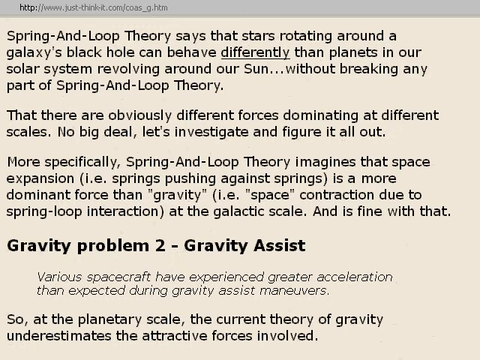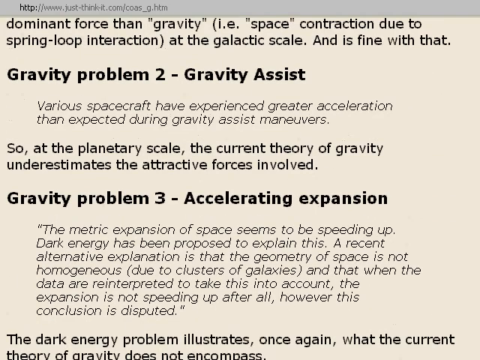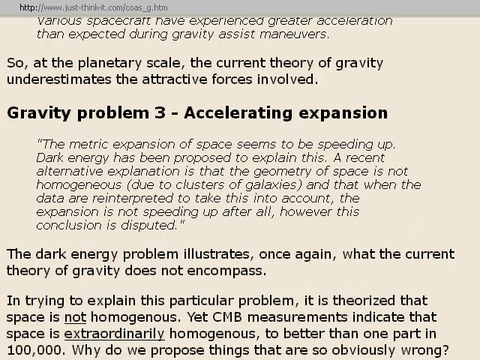Gravity problem number 2, gravity assist. Various spacecraft have experienced greater acceleration than expected during gravity assist maneuvers. So at the planetary scale, the current theory of gravity underestimates the attractive forces involved. Gravity problem number 3, accelerating expansion. The metric expansion of space seems to be speeding up. Dark energy has been proposed to explain this.